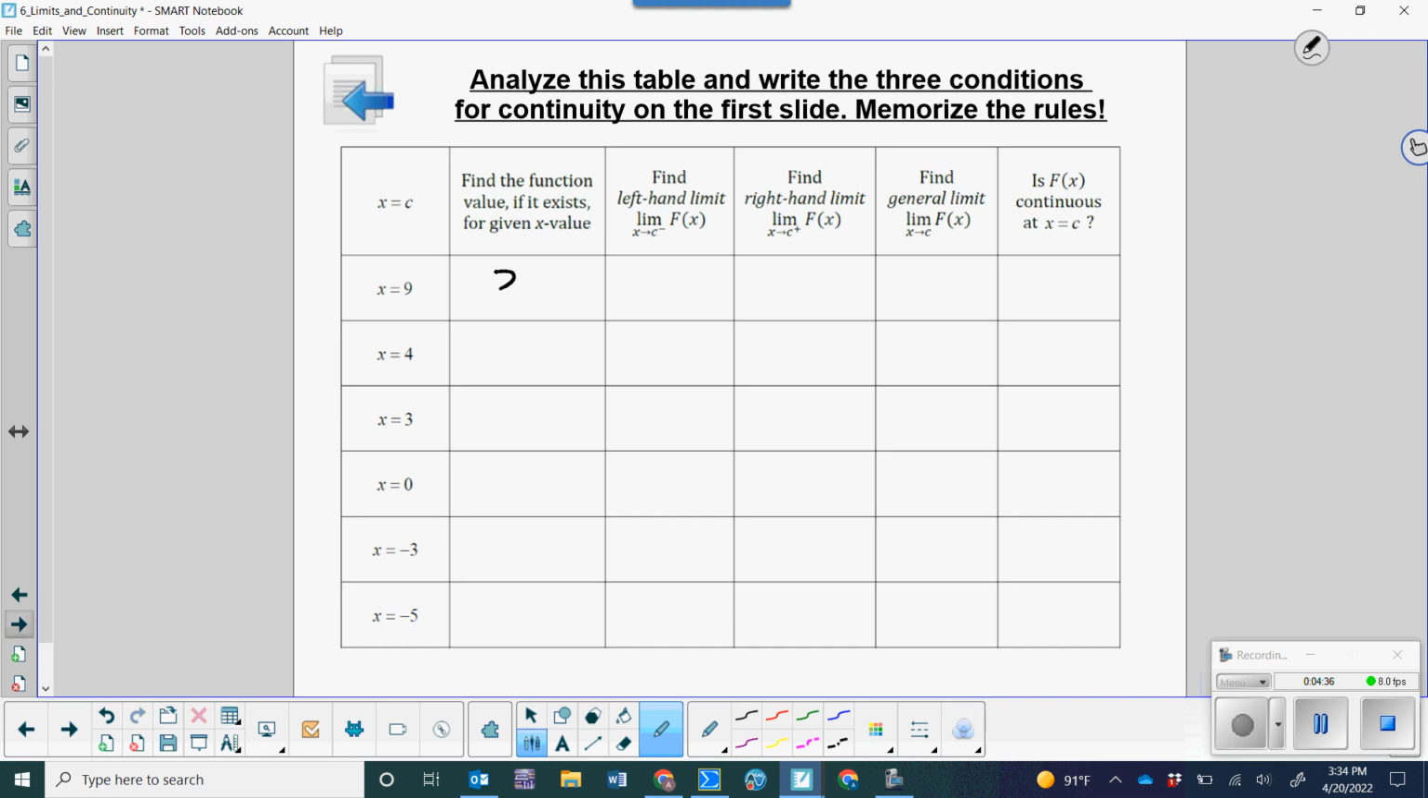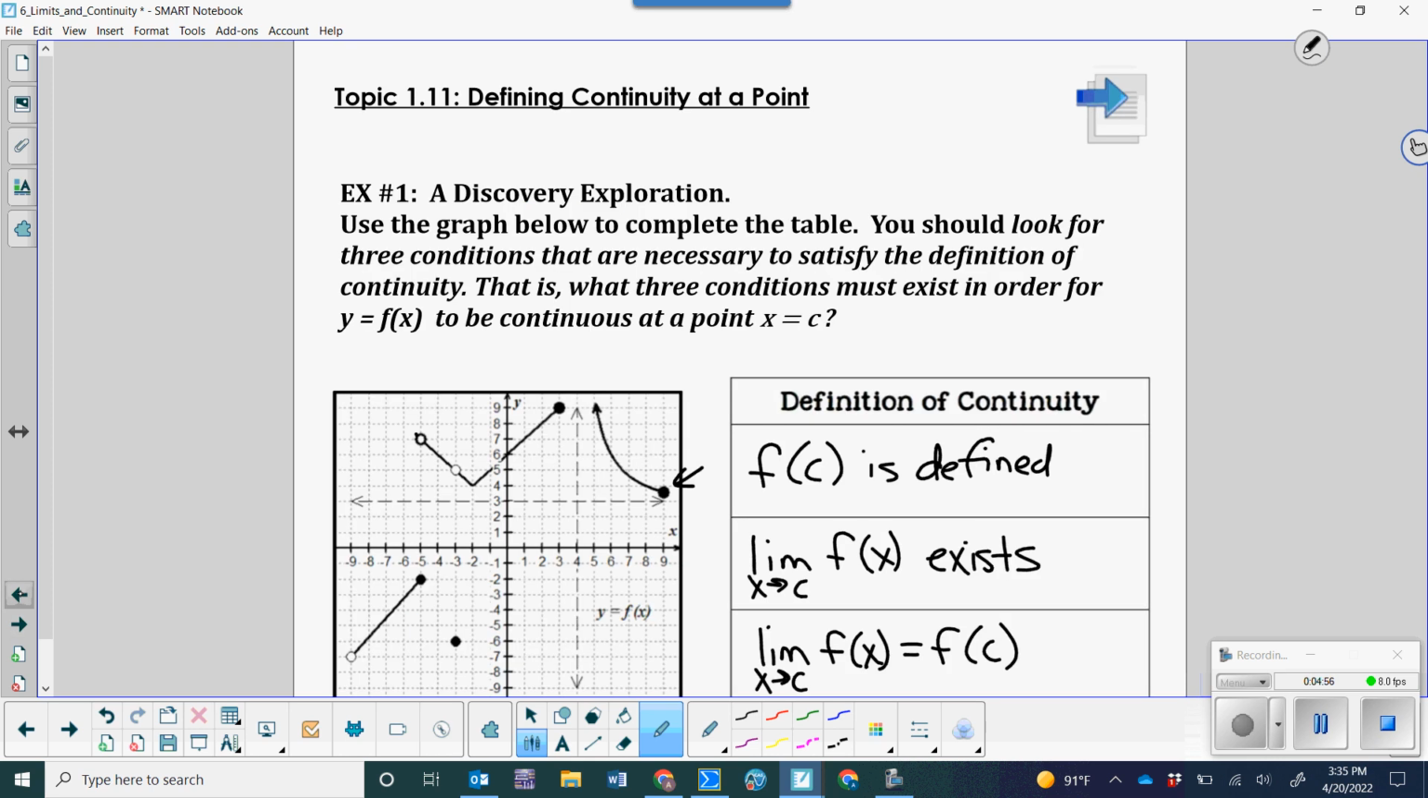So function value appears to be about 3.5. From the left, my limit is 3.5. From the right, my limit does not exist, which means my entire limit does not exist. And so now the question is, is the function continuous at x equals c? Well, if you look at the graph, look at the picture, well, it sure looks continuous. I have a point there. There's not anything missing.